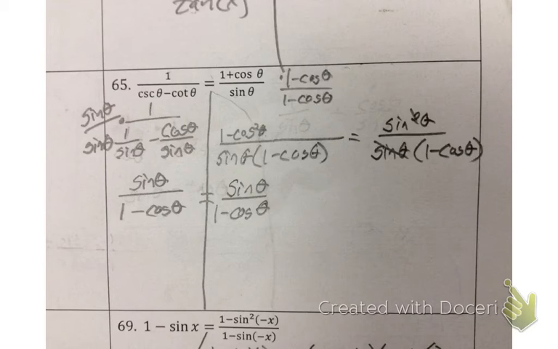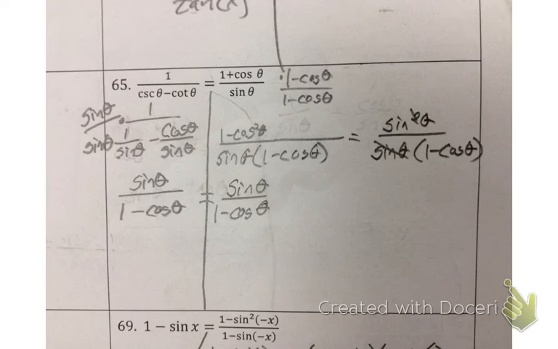Now the other side, I can't split this apart because it's the denominator. I can't write this as 1 over cosecant minus cotangent. That doesn't work, so I can't split it up. So all I'm going to do is rewrite the cosecant and cotangent. But that leaves fractions over fractions.